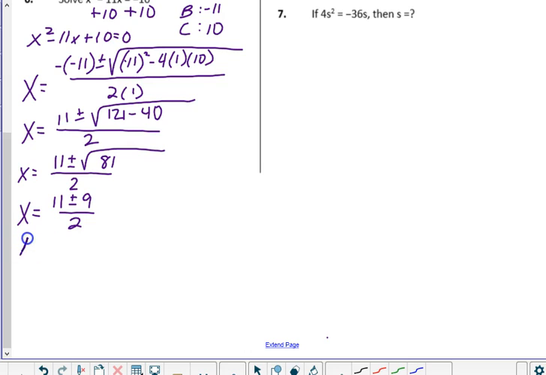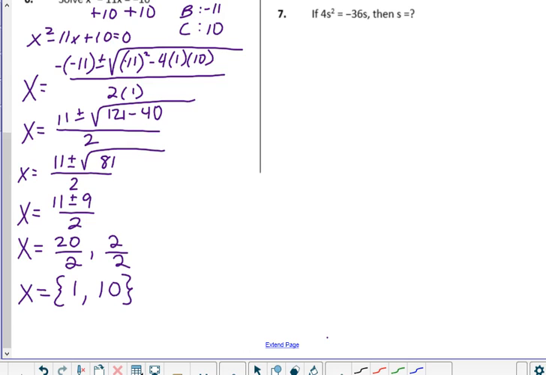2. So that gives me x equals 11 plus 9 is 20 over 2. 11 minus 9 is 2 over 2. So my answers are 1 and 10. Because 2 divided by 2 is 1 and 20 divided by 2 is 10. So let's go ahead and do this other example.